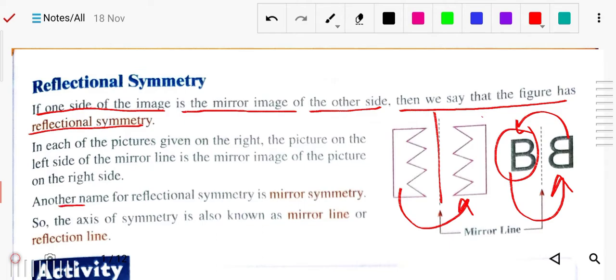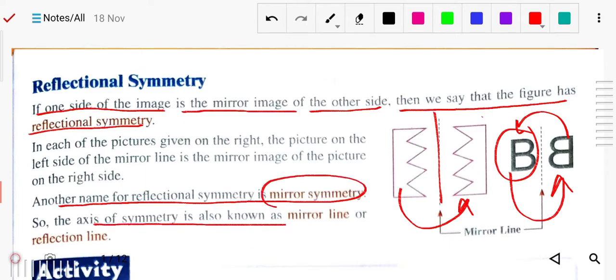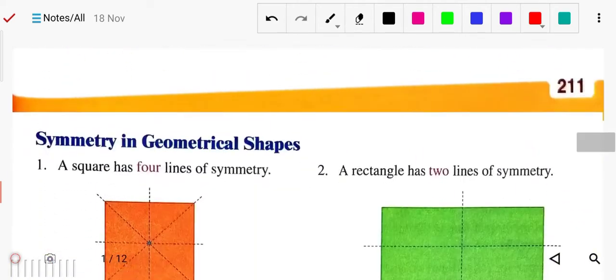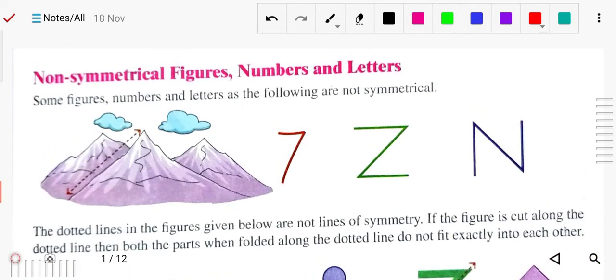Another name for reflection symmetry is mirror symmetry. The axis of symmetry line is also known as the mirror line or reflection line. This is called the mirror line or the reflection line. Got it? Now next you can see non-symmetrical figures, those that have no symmetry.